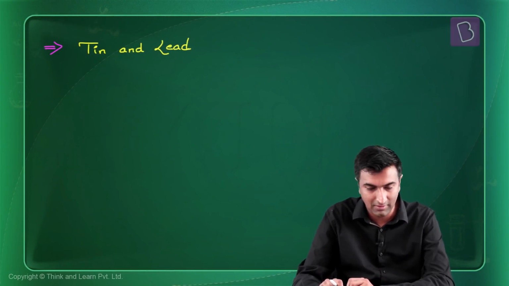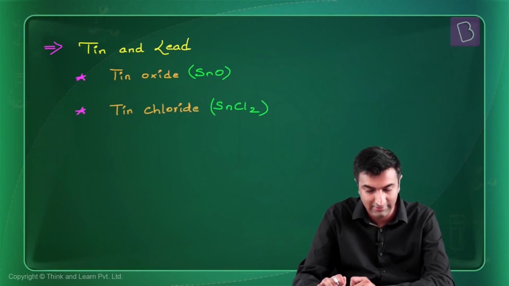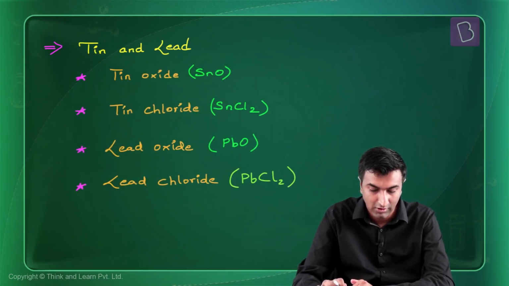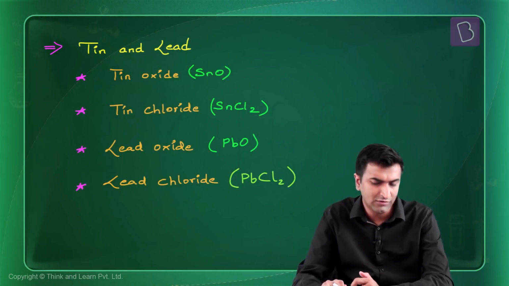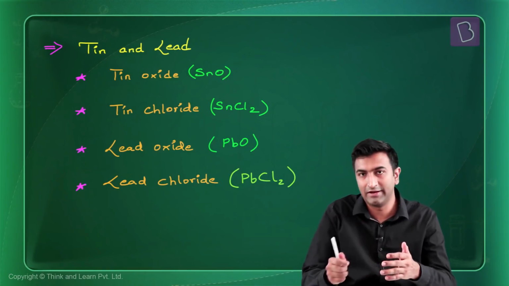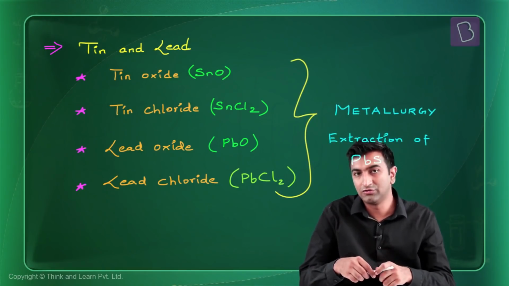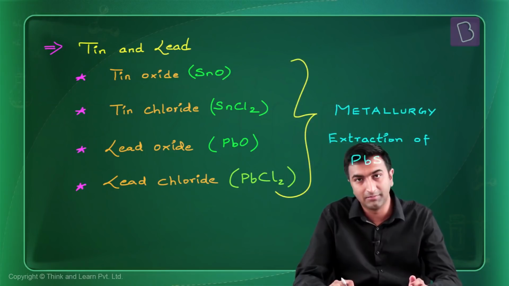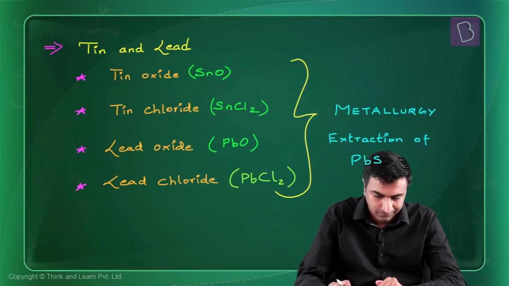Specifically the compounds tin oxide, SnCl2, PbO, and PbCl2. The idea is that sometimes they ask you which one is most stable, SnCl2, SnCl4, or PbO, PbO2, and stuff like that. This is related to metallurgy also when you look at the extraction of PbS. We'll get to that in some time.